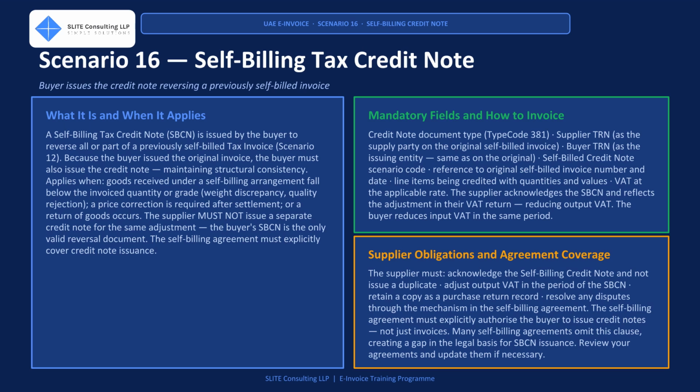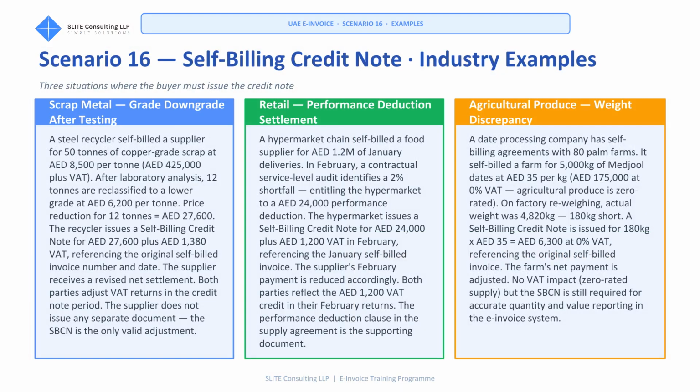Final examples next. 3 situations where the buyer must issue the credit note. First, scrap metal. A recycler self-billed a supplier for 50 tons of copper-grade scrap at $8,500 per ton, $425,000 plus VAT. After lab analysis, 12 tons are reclassified to a lower grade at $6,200 per ton. Price reduction, $27,600. The recycler issues a self-billing credit note for $27,600 plus $1,380 VAT, referencing the original. The supplier does not issue any separate document.